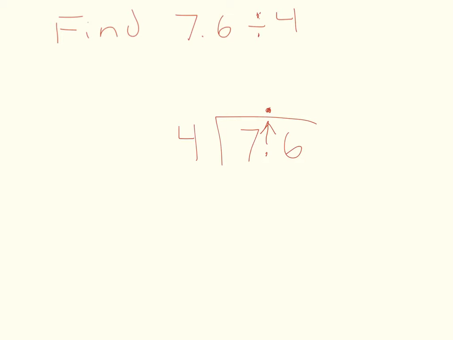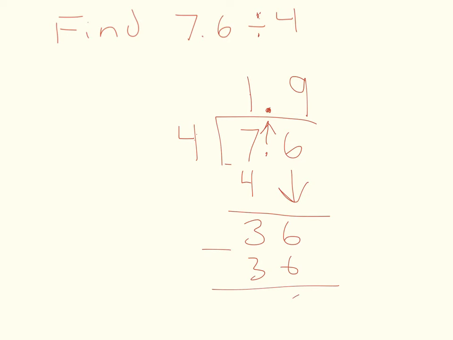4 goes into 7 one time. 1 times 4 is 4. When I get to this point I do my subtraction. 7 minus 4 is 3. Bring down my 6. 4 goes into 36 9 times. 9 times 4 is 36. And I have no remainder, so I'm not going to continue dividing.